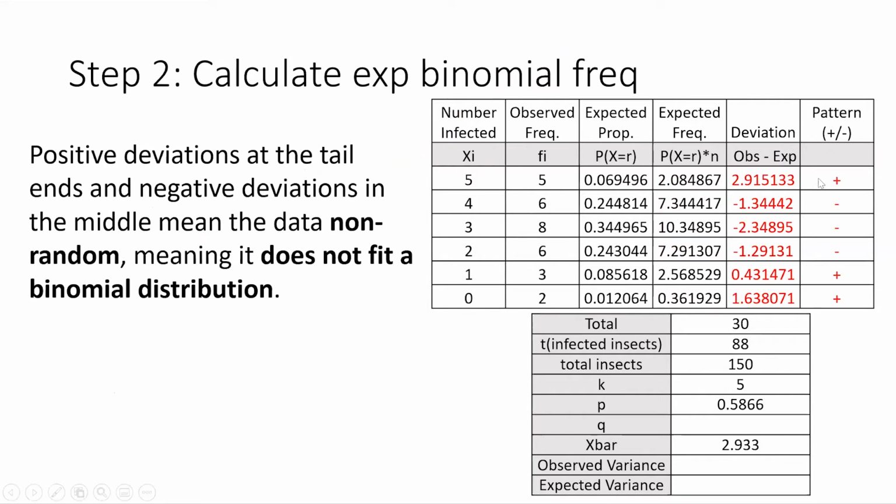And finally, we have this plus or minus column, which I'm not going to ask you to do, but I've included here just to see how the data relates essentially to a binomial distribution. So the positive deviations at the tail end, so here and here, mean that the data is non-random and does not fit a binomial distribution. If it did, we would expect the observed minus expected differences to be 0 or close to 0, because that would mean that there is a very small difference between our observed frequency and our expected frequencies, right? That means that they're almost identical.